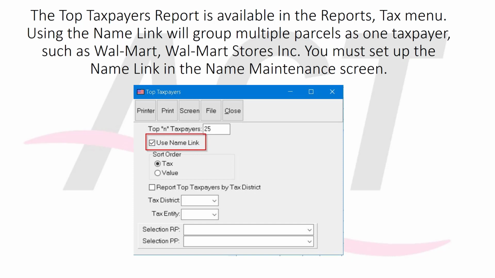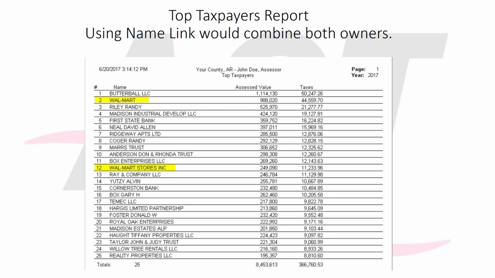And if you set up name links in the name maintenance screen, you can link names like Walmart Stores or Walmart Stores Incorporated. Anything that you know is exactly the same entity, they just happen to put different names on the deeds so that they don't necessarily match here. So you can use a name link similar to what you would use to link parcels for a deed or a sale. You would use a name link number to link those names together. Get a more accurate report.